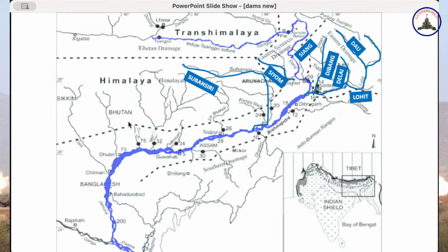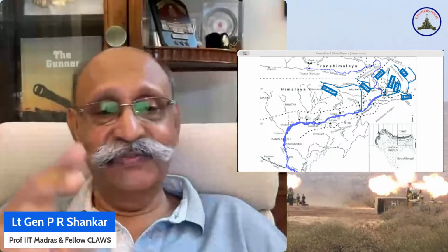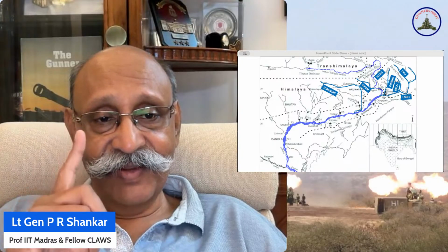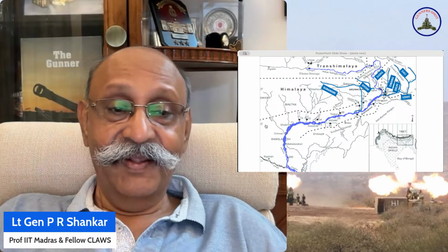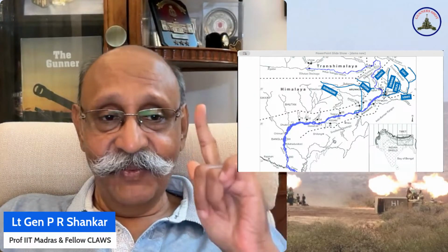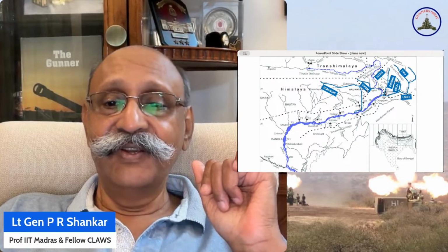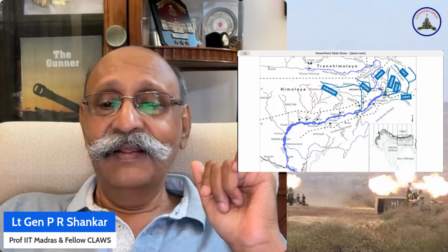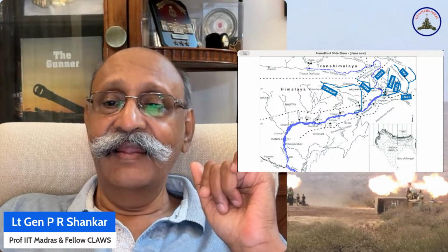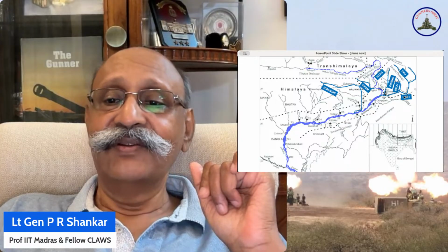Now have a look at this map. If you see this map, the same thing I'm showing in this also. Sorry. This is the Himalayan crest line. Okay. Now Brahmaputra has 7 tributaries. In the forces, when I was in the forces, we used to say 3S, 3D, 1L. Okay. Remember, 3S, 3D, 1L. What is this 3S? It's called Subansiri, Siyom, and Siang. The 3 Ds are Dibang, Dikrong, and Dhansiri. And 1L is Lohit.